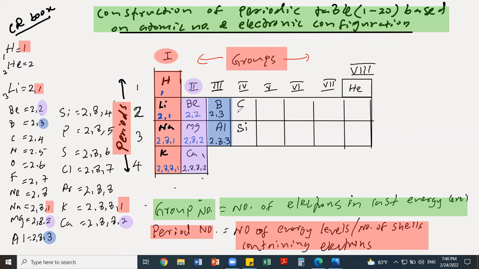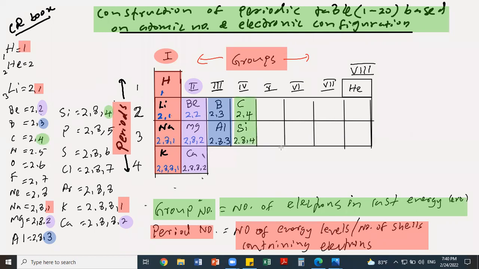Carbon and silicon, I'll write the configuration. Carbon is 2, 4, outermost 4, group 4, 2 levels, therefore period 2. Silicon is 2, 8, 4, outermost 4, group 4, there are 3 shells, electrons are in 3 energy levels, therefore period 3, third period. I'll highlight this with a different color, I'll use green. Carbon 4, outermost 4, therefore group 4.